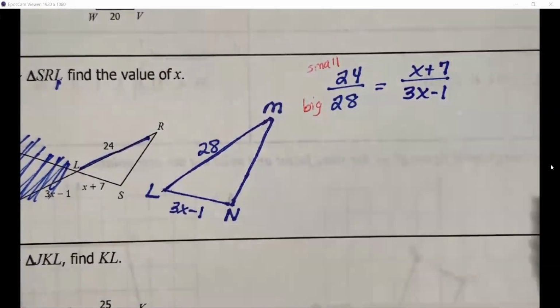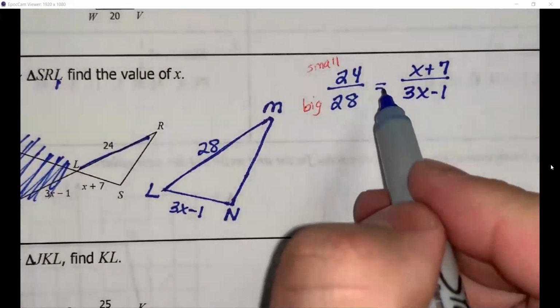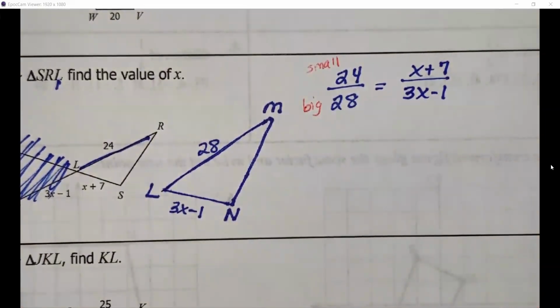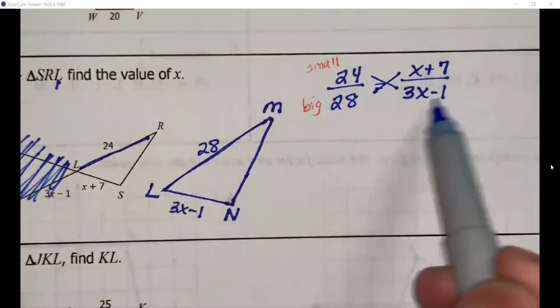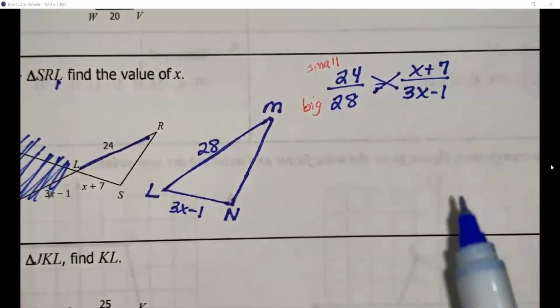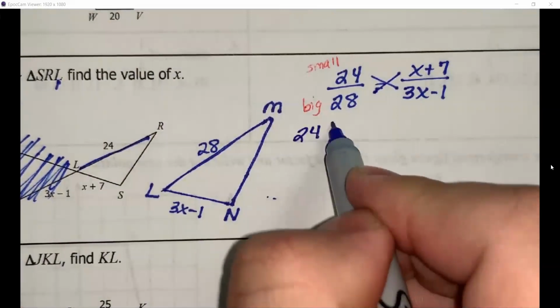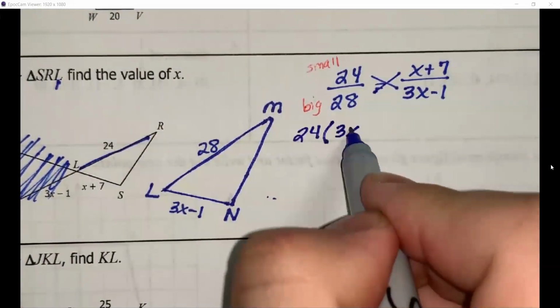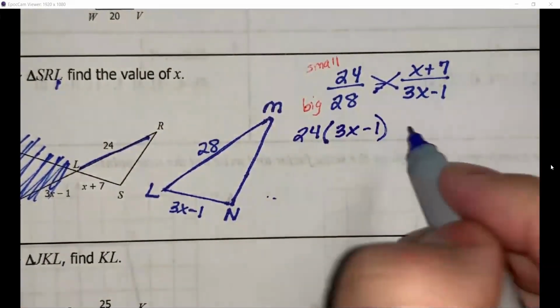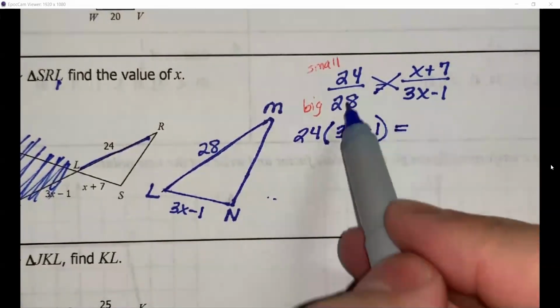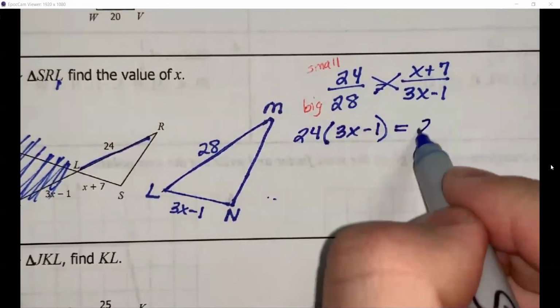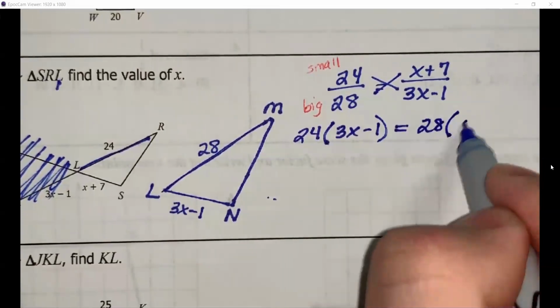All right. So now I'm going to go ahead and cross multiply. If you ever have one fraction equal to another fraction, make sure you cross multiply. One of the things I know people are going to forget is to put these expressions in parentheses. Please don't do that. I'm going to do 24 times that, so that's 24 in parentheses, 3x minus 1, and I'm going to set that equal to the other part, 28 times parentheses x plus 7.